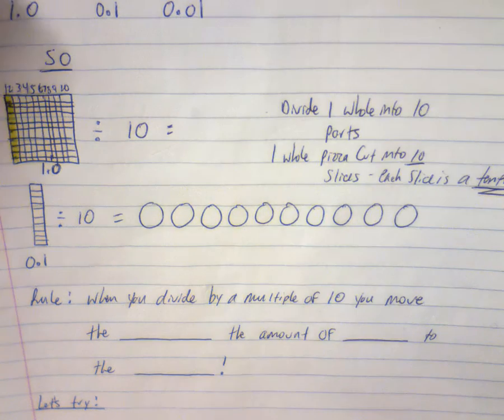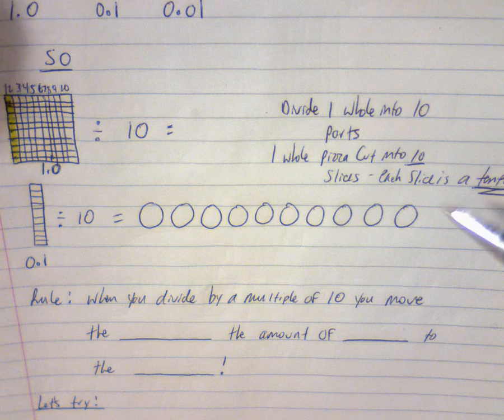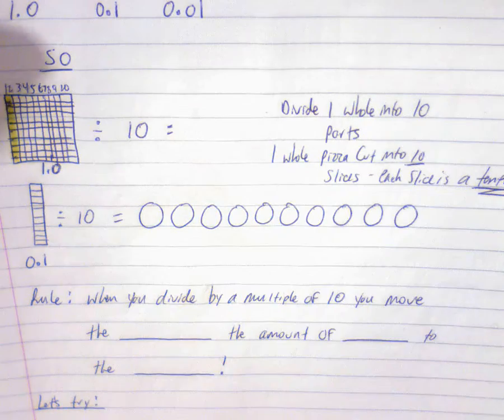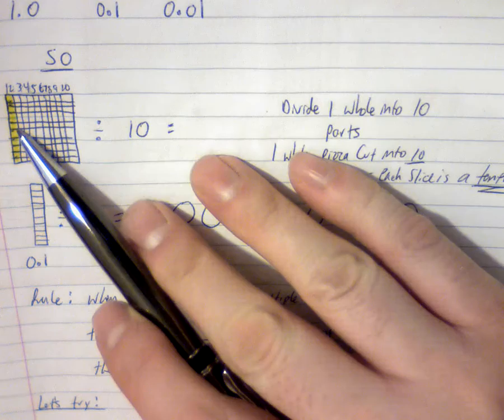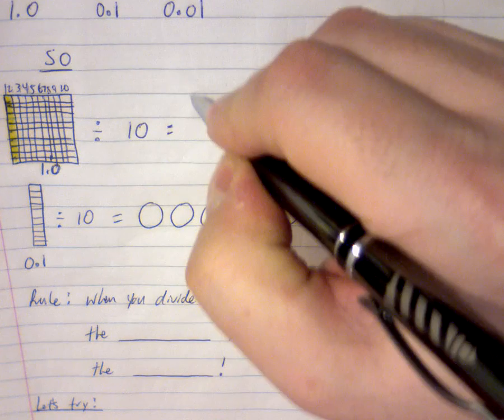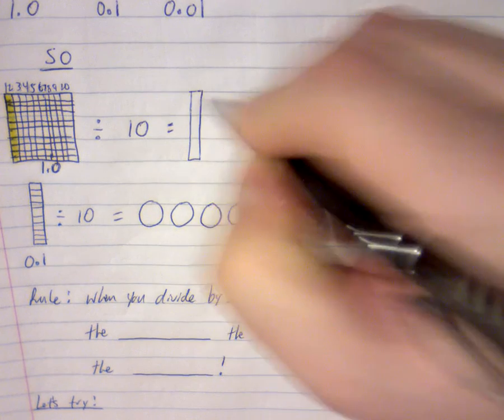And so when I do that, what I'm saying is if I take this whole and I divide it by 10, this is what I actually get. I am left with a tenth.